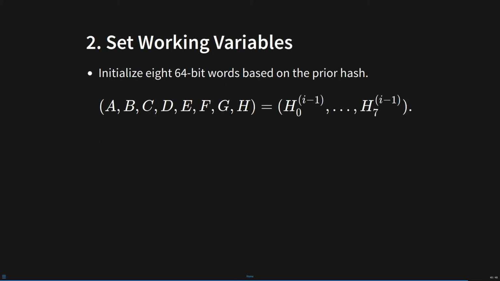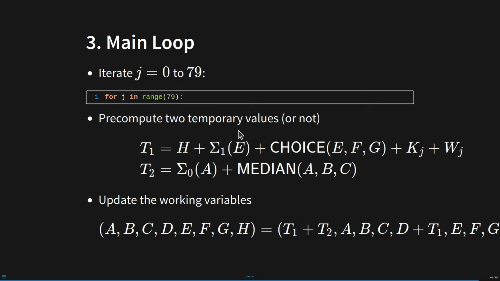Then I'm going to set the working variables. This is just going to take the previous hash values. So I'm going to take 8 of them, and by convention they're referred to as A, B, C, D, E, F, G, H, and the problem with that is H is used in a bunch of places, right? So you will have namespace collisions when writing this. I solved this by not naming any of these variables and using an array. You can do whatever you want. Then you are going to iterate, and you're going to iterate with variable reassignment.